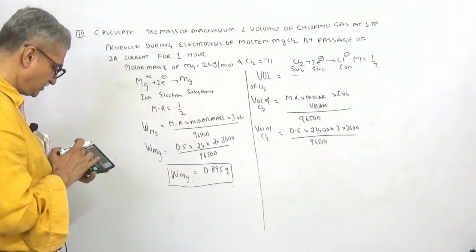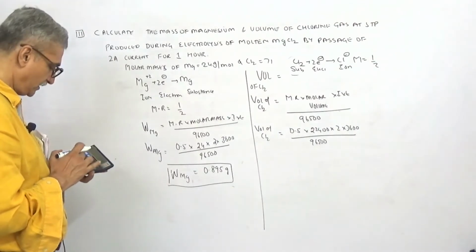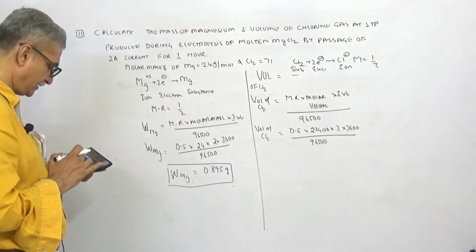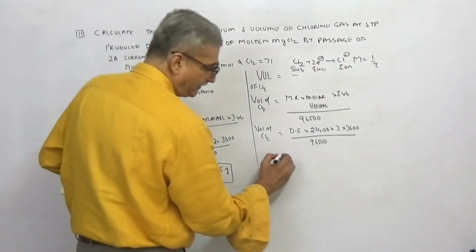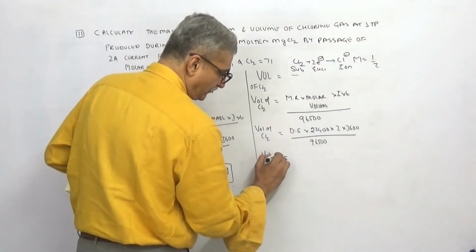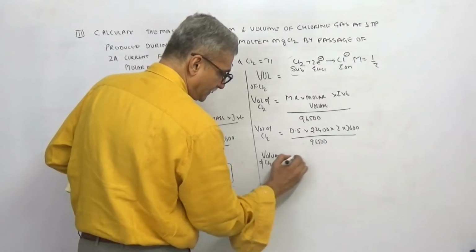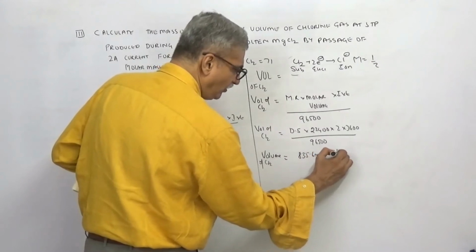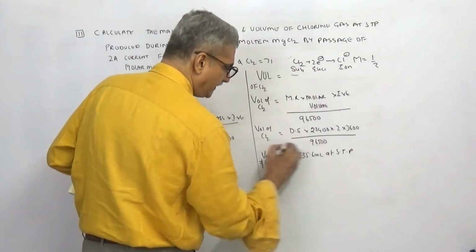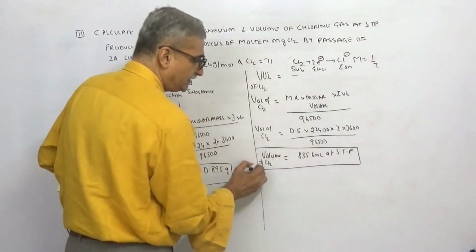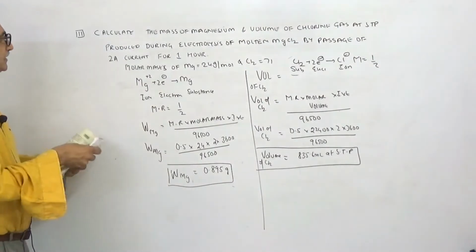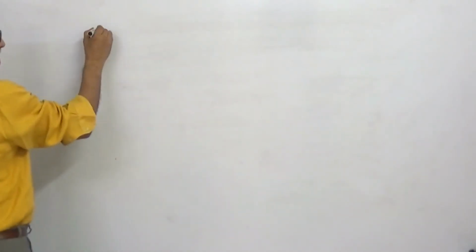So 22,400 into 3,600 divided by 96,500. So this is 835 ml. So volume of chlorine is 835.6 ml. Don't forget to write at STP. At STP. Is this clear? Okay. Now we look at the 12th sum.